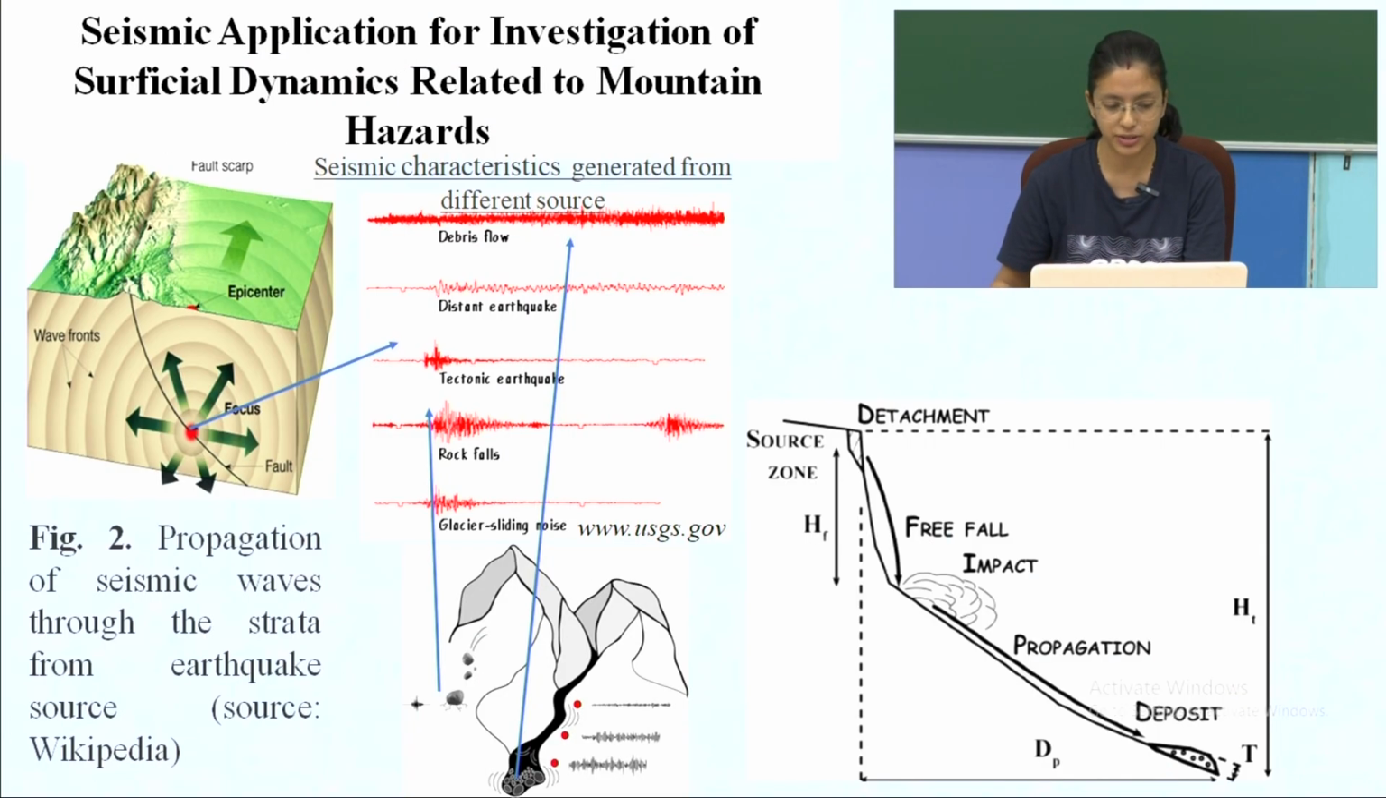Before proceeding further, seismic signatures are not just a characteristic of an earthquake, but they can tell us about different sources. Like this is a seismic signal for a debris flow. This is for a distant earthquake. This is a tectonic earthquake. This is a rockfall, and these are the glacier gliding noises. This means that not just earthquakes, but other sources can also be known from these seismic parameters.